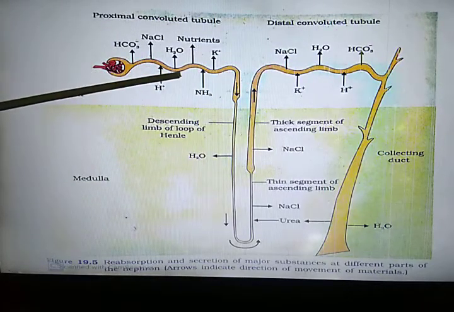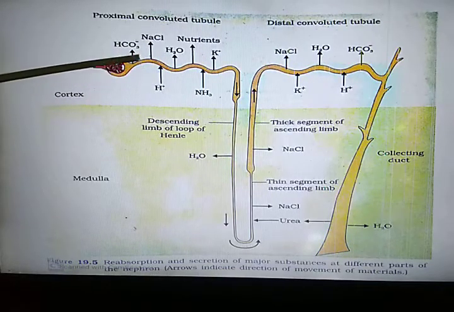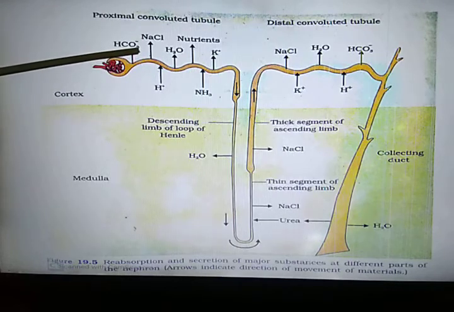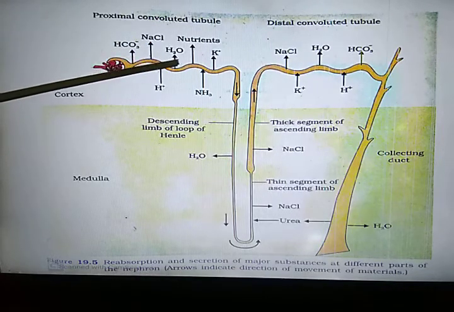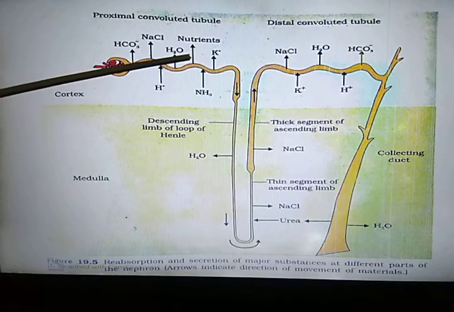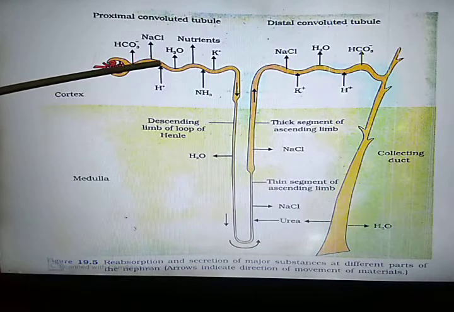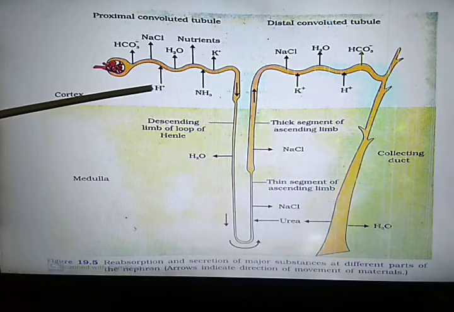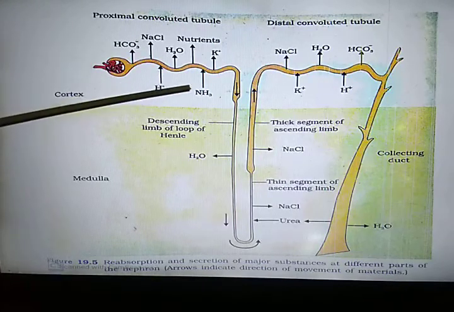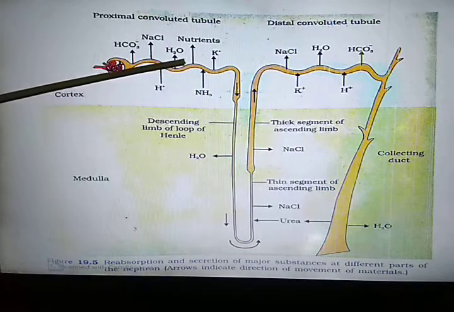So here this region is the proximal convoluted tubule. In the proximal convoluted tubule, reabsorption of all the essential nutrients takes place. Bicarbonate ion, sodium ion, chloride ion, water, nutrients, potassium ion, they are again reabsorbed by the blood. And now these arrows are pointing inwards into the tubule. So it means secretion of hydrogen ion and ammonia takes place from the blood into the filtrate.